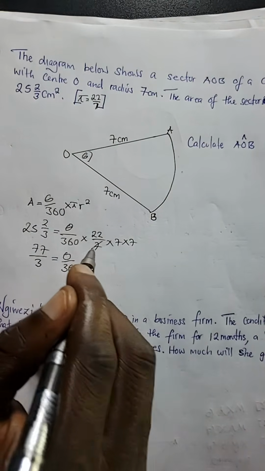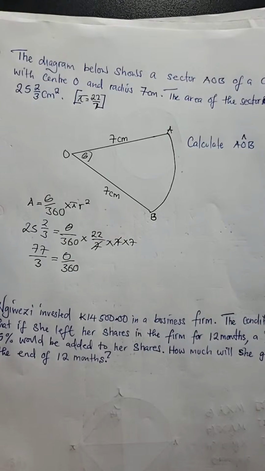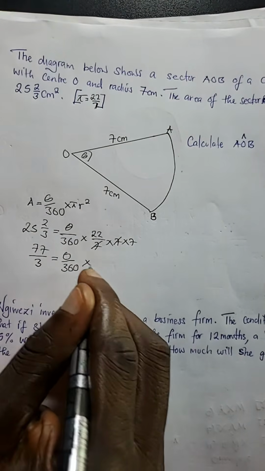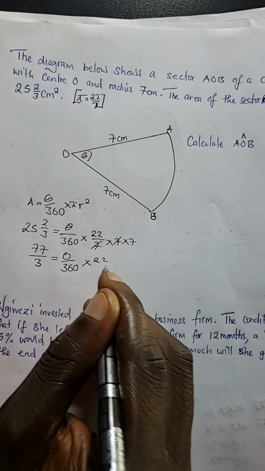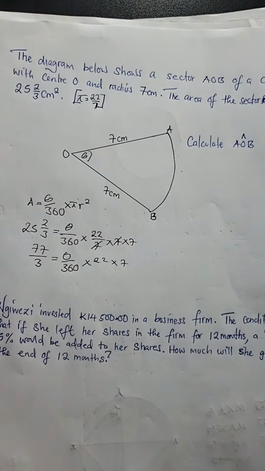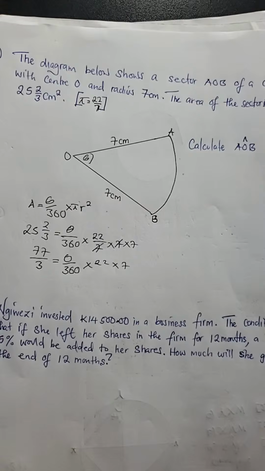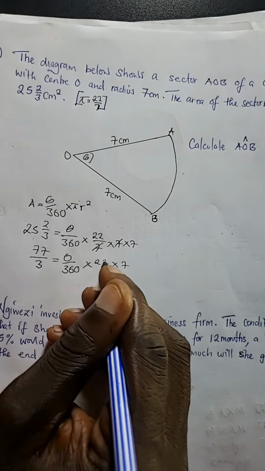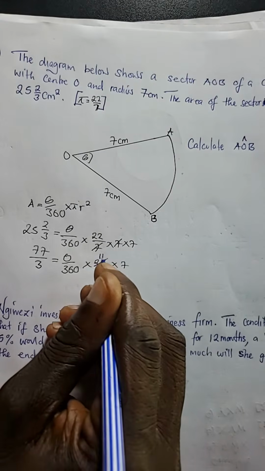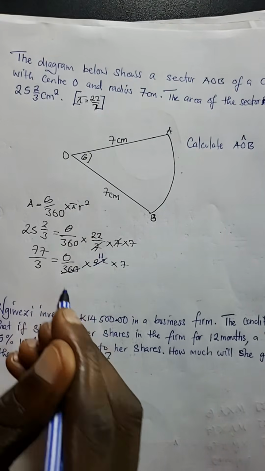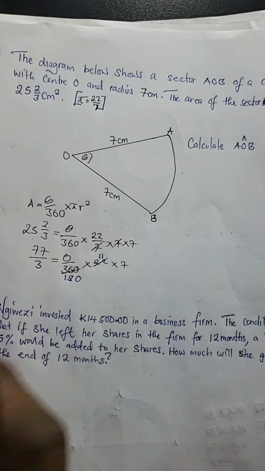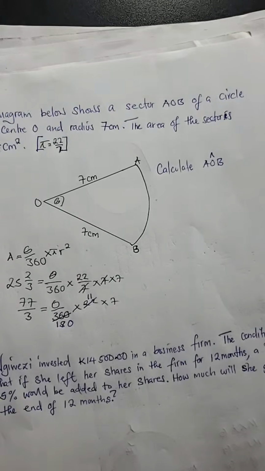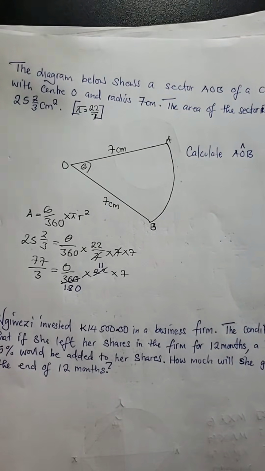Now look at this. This 7 here can cancel with this 7. So times 22 times 7. Let's divide before we complicate things. How many times does 2 go into 22? 11. How many times does 2 go into 360? 180. So 180. Don't use the calculator.